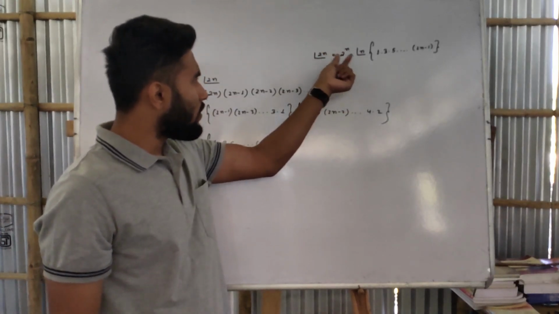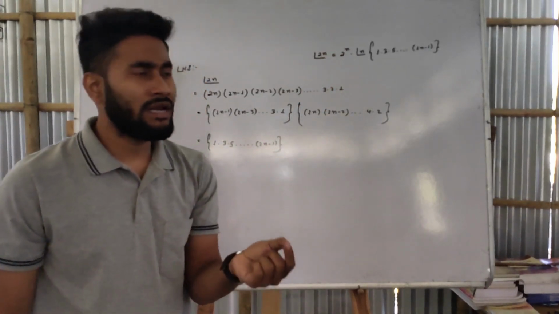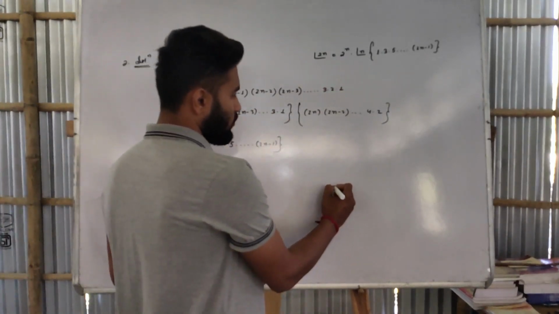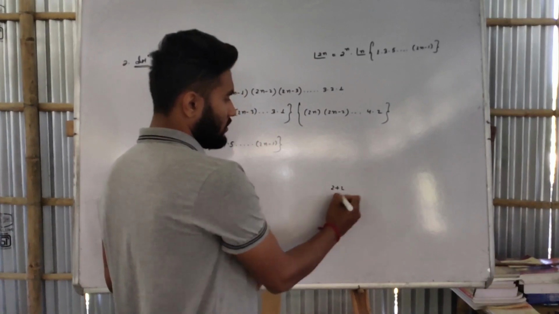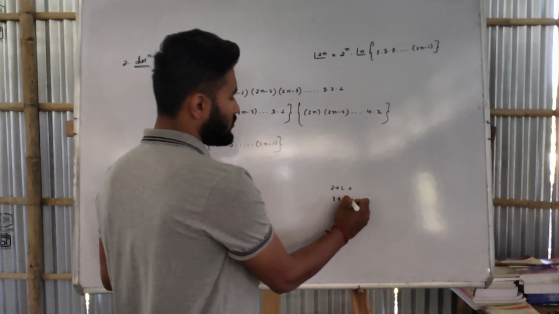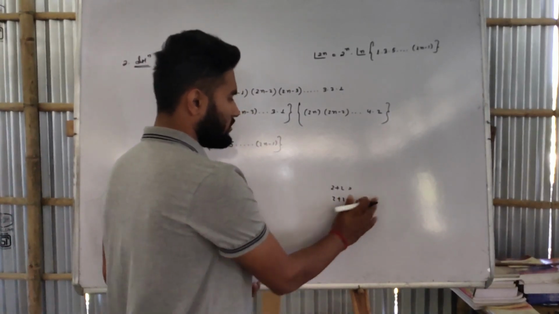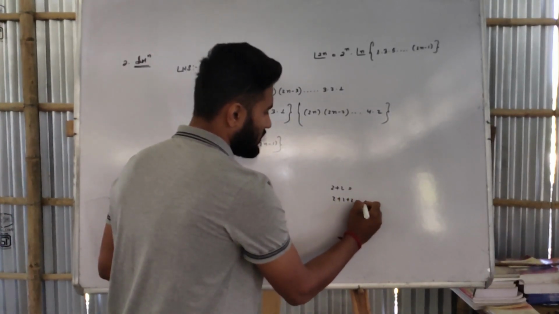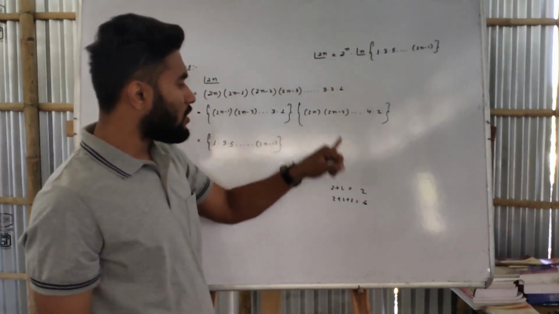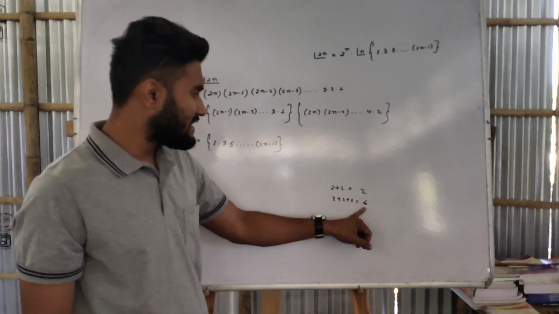So now again you have to understand what this 2 to the power n is. Say 2 plus 2 is 4. 2 plus 2 plus 2 is 6. So 2 to the power 1 is 2, 2 to the power 2 is 4, but I am getting 6 here.